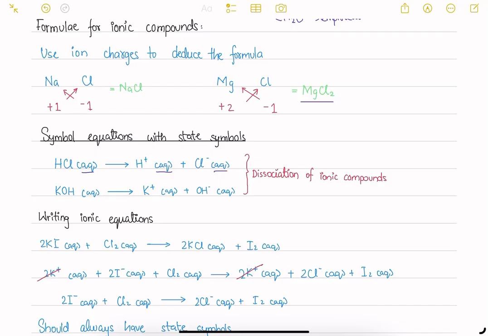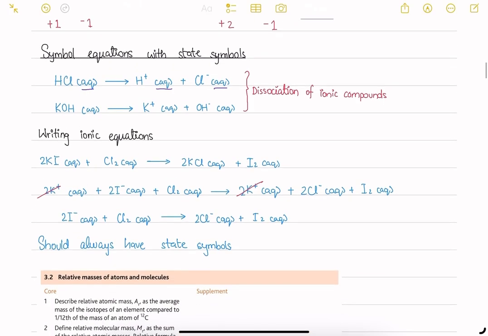Okay. Now, when we are writing an ionic equation, we have to write the full balanced symbol equation, and we replace the ionic compounds in the balanced symbol equation with the component ions. And then we remove any ions that appear on both sides of the equation. So we have an example here. We wrote a balanced chemical equation.